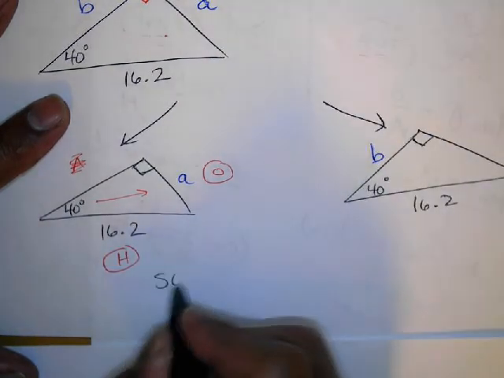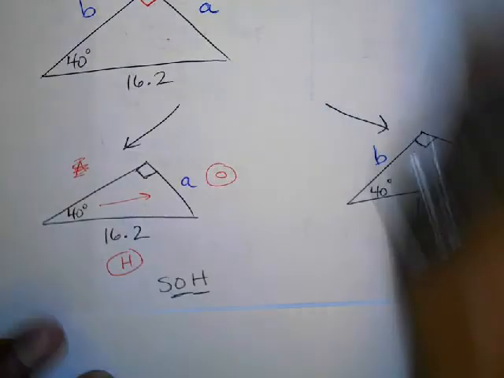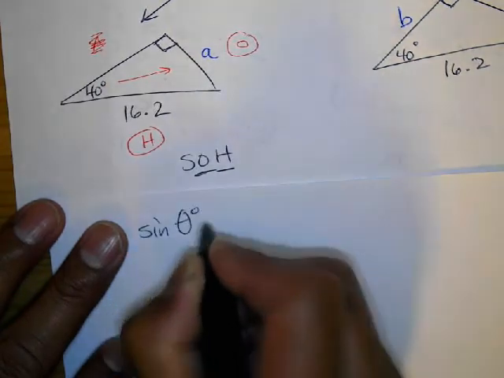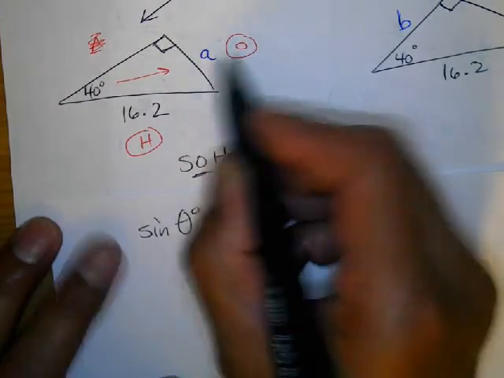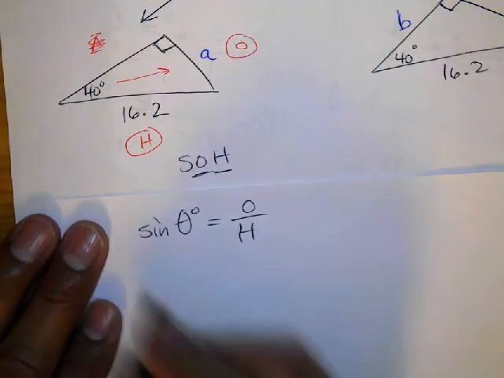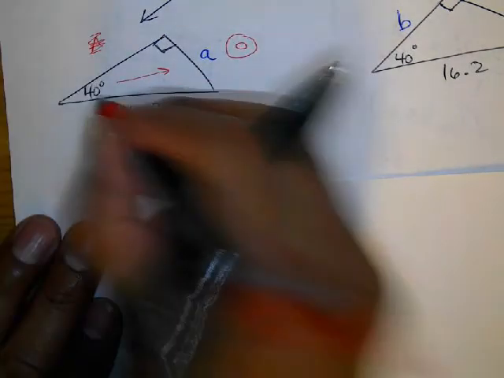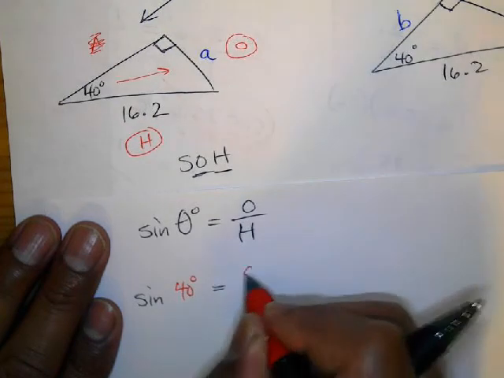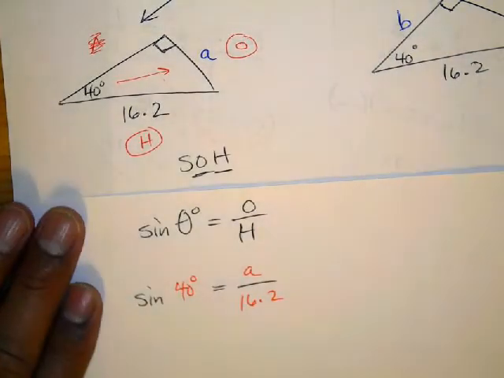So for this one, which trig function has the O and the H? You're going to be using sine. What's the formula for sine? Sine of the angle is equal to O over H. I got the angle there, I got the O right there, and I got the H right there. So that's going to be sine of 40 degrees. That's my 40 degrees right there, is equal to O, or opposite, which is the letter A, over H, which is the 16.2.